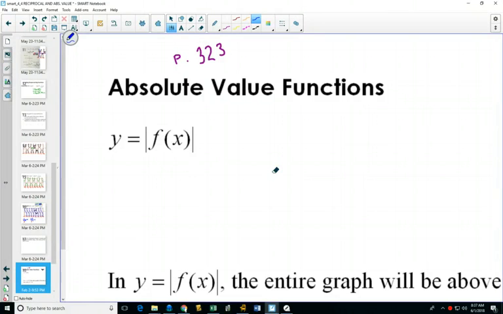So the last special transformation that we're going to be looking at is absolute value functions.